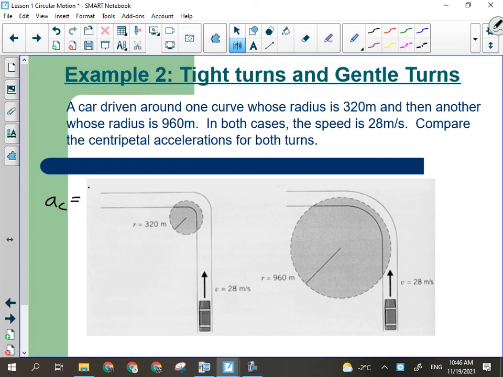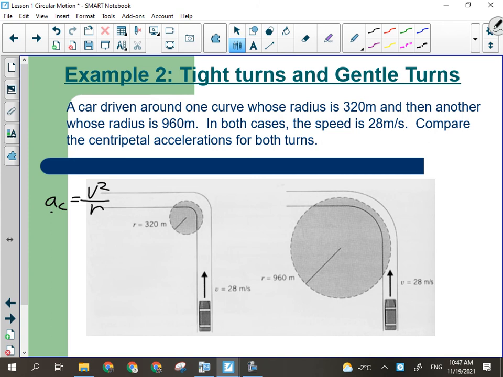Okay, and that's because of this. Centripetal acceleration is v squared over r. V is the same for both of these corners, but on the first corner, r is small. So we're dividing v squared by a small number. That means there's a large centripetal acceleration. Okay, on this corner, r is much bigger, so we get a smaller centripetal acceleration.